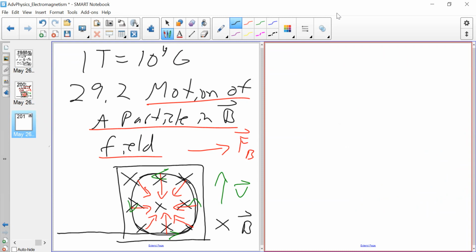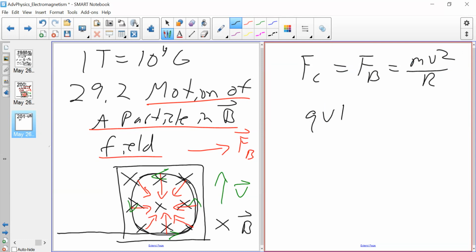Now, the centripetal force in this case is equal to the magnetic force, which is equal to mv squared over r. Or the centripetal force is equal to this. But what is the force that makes up mv squared over r? Well, it's the magnetic force: qvB equals mv squared over r.